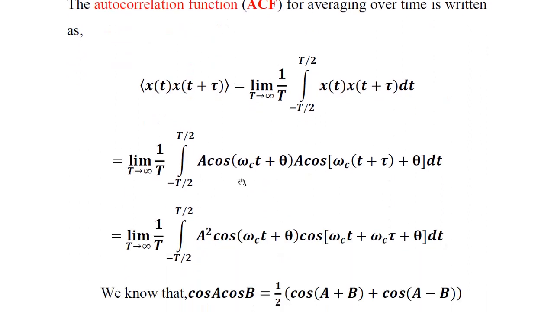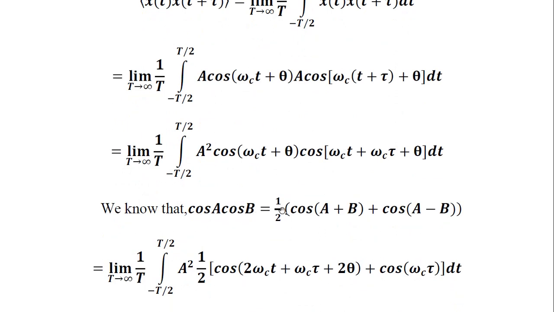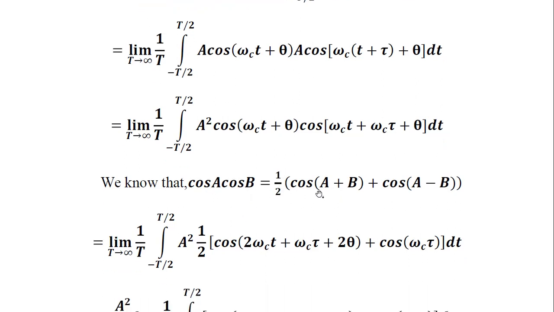Next we have to perform the integration. A² cos(ωc t + θ) is the first term, and the second term is cos(ωc t + ωc τ + θ), once you multiply ωc inside the parentheses with every term. This is the equation we get for the cosine terms in dt. But we know that cos A cos B is equal to 1/2 [cos(A + B) + cos(A − B)], that is, the average of cos(A + B) and cos(A − B). Using this trigonometric identity we substitute in the integrand within the integration.